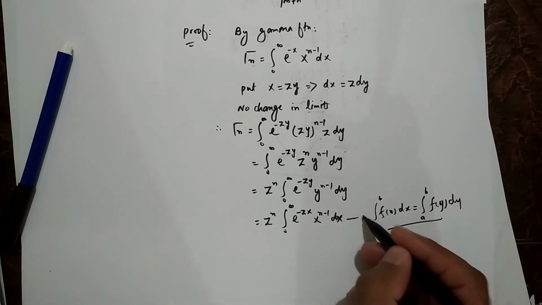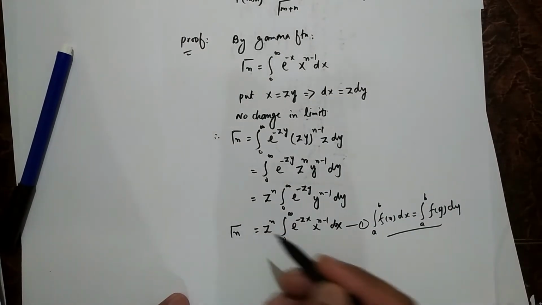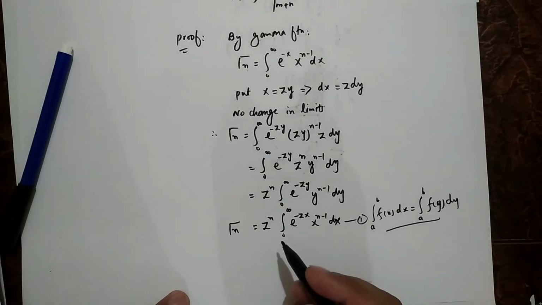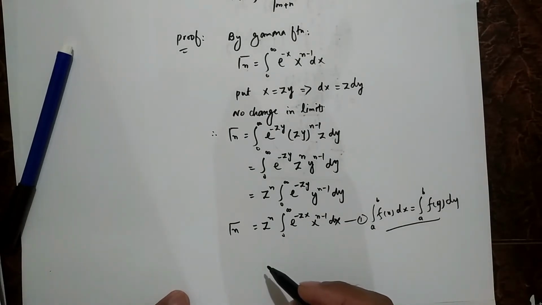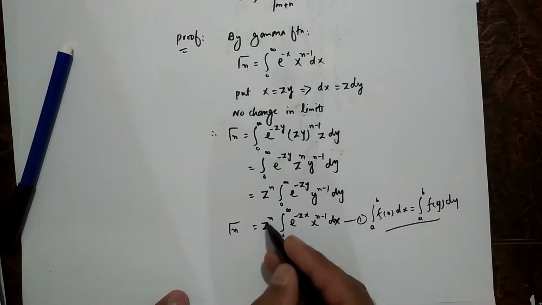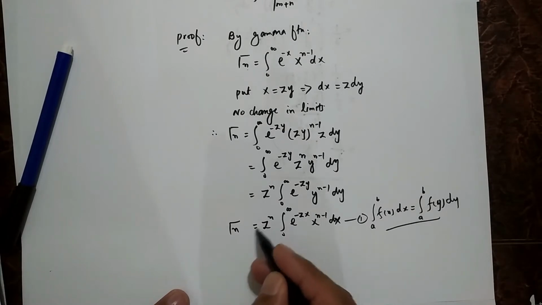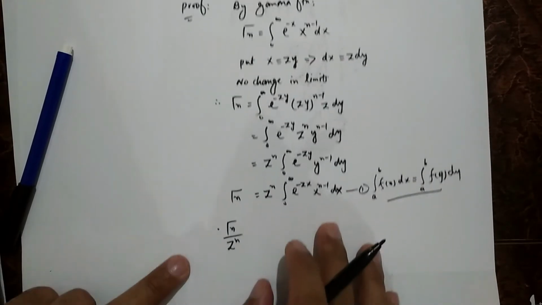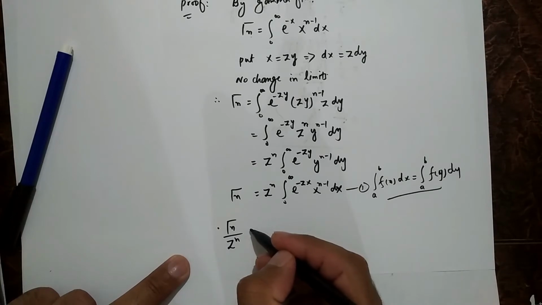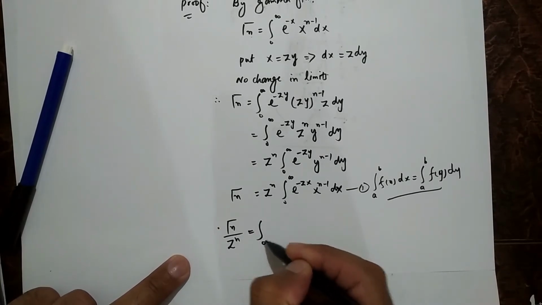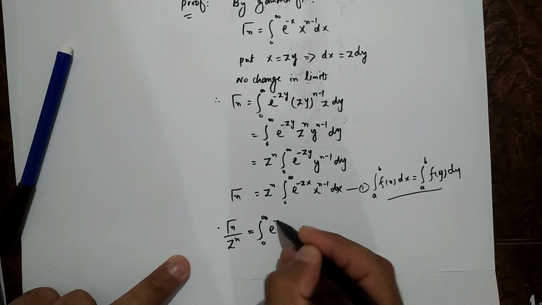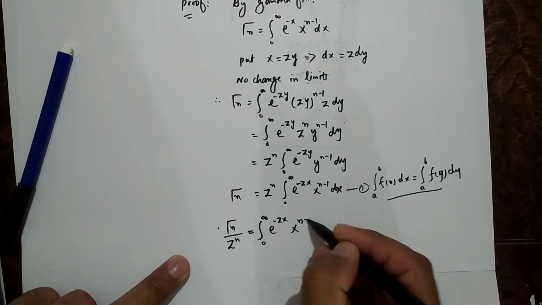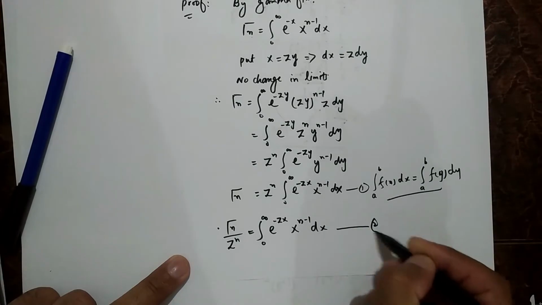This is equation number 1, which is gamma n. Or I can also write it as, let's suppose, bring this z to the power n to the left side, so it will be gamma n upon z to the power n, which is equal to integral from 0 to infinity e to the power minus zx, x to the power n minus 1 dx. This is equation number 2.